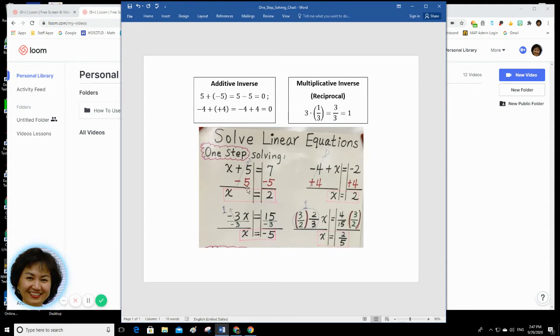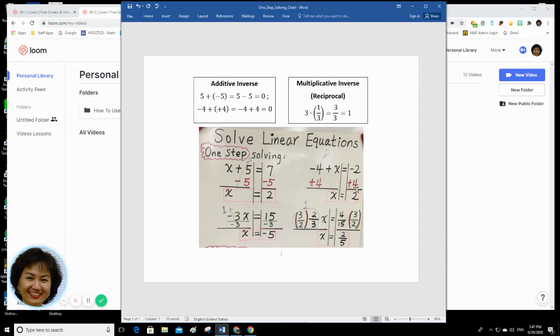The left side, this positive 5 and negative 5 becomes 0. So we have this x left by itself on the left side. The right side, we have 7 subtract 5, we get 2 on the right side. So x equals 2 is our answer.